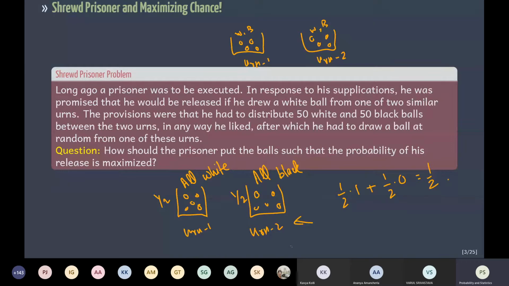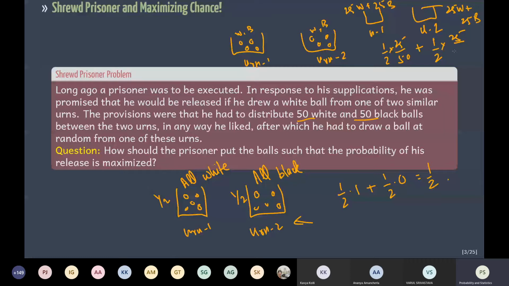Okay, so another possibility. These are the two cases I discussed. Let us say another possibility is that he puts 25 white plus 25 black here, and then here he puts 25 white plus 25 black also. So in this case it's half to choose the first urn, and furthermore to choose white out of these equal numbers of white and black, it's 25 by 50. And similarly here it's the same case, 25 by 50, which turns out to be again half, which is the same as this half.